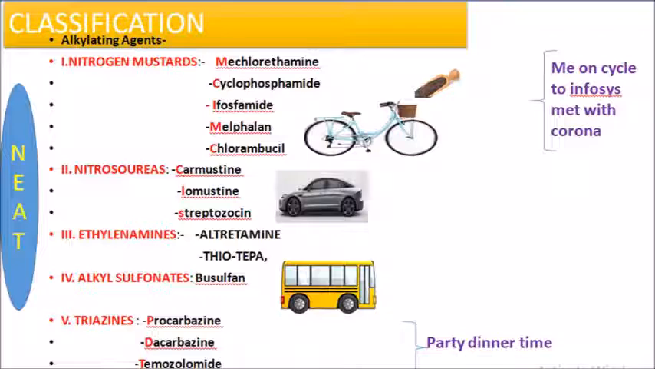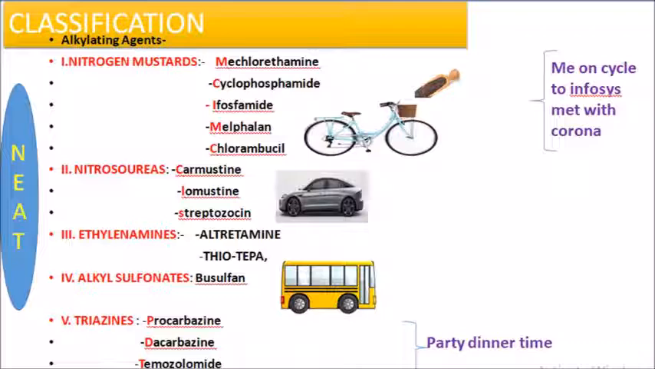After that, the second N, nitrosoureas. Because you went on cycle and met with corona, you want a car. Now car is a must, so carmustine you should remember. Along with carmustine, you can easily remember lomustine, and you have one more drug called streptozocin. So that is nitrosoureas: carmustine, lomustine, and streptozocin.